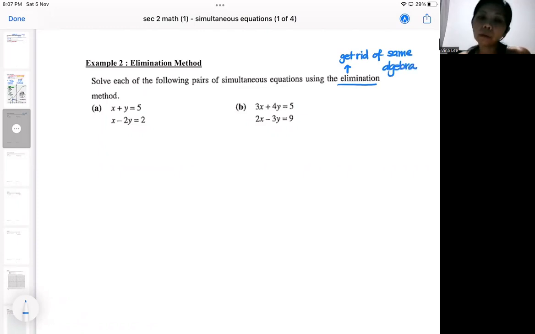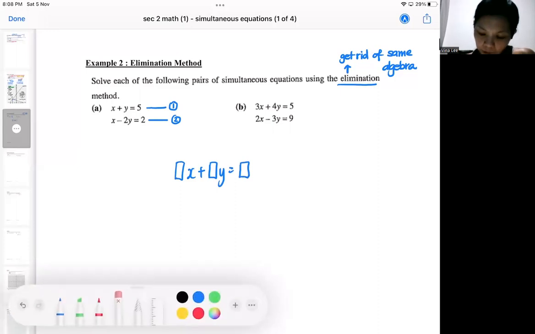Okay, so I'm going to use two examples to show you. First of all, when you have the simultaneous equation, the first thing you do, you label the equation 1 and equation 2. So listen up, label the equation. That is your very, very first step. And make sure your equation is in the xy equal to number format.